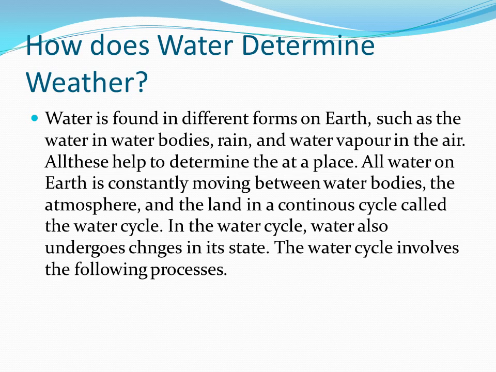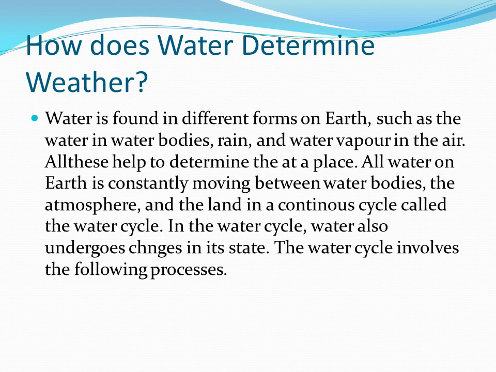Then how does water determine the weather? On the last page we saw how air determines the weather, and here, how water determines the weather. Water is found in different forms on earth, such as water in water bodies, rain, and water vapor in the air. All these determine the weather.